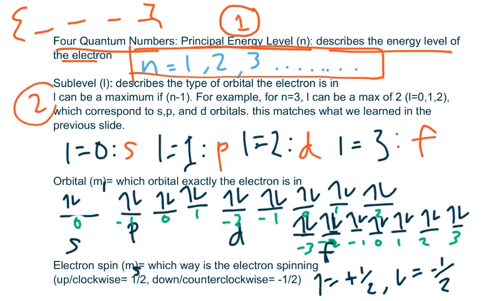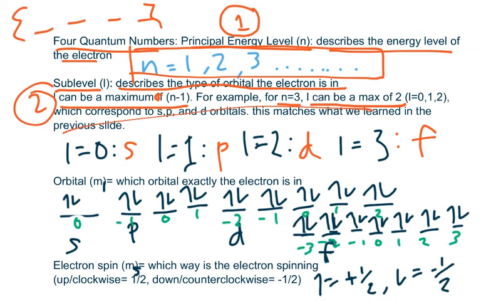Now, our second quantum number is known as the sublevel. The sublevel describes the type of orbital the electron is in. So it could be a sphere, a dumbbell, or whatever it is. And L can be a maximum of n minus 1. So for example, for n equals 3, L can be a max of 2. And what am I talking about?